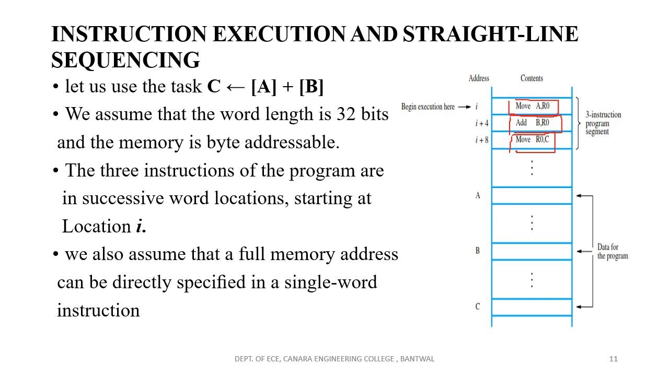Load the content of A to one register, add the content of B with the register, then move the sum back into the C register. This is what the instruction does. So let us assume each instruction takes 32 bits wide, and the successive word locations are occupied by individual instructions.